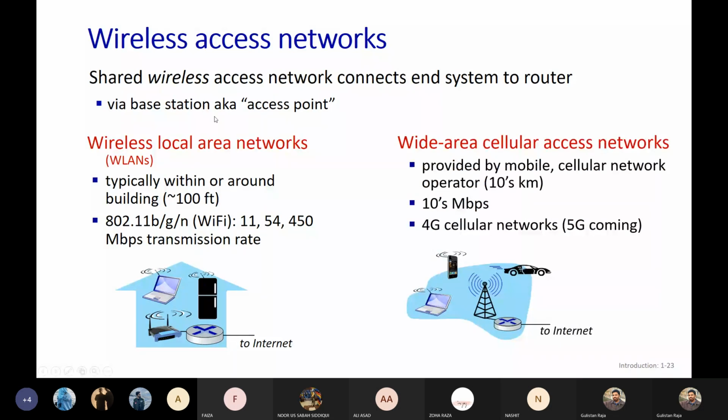Then another category of accessing the internet is wide area cellular access networks. Recall that we also use our smartphones, mobile phones, to access the internet. This wireless cellular access network is provided by a mobile operator. Its range is much higher, up to tens of kilometers. But its speed is relatively lower than that of a wireless local area network.